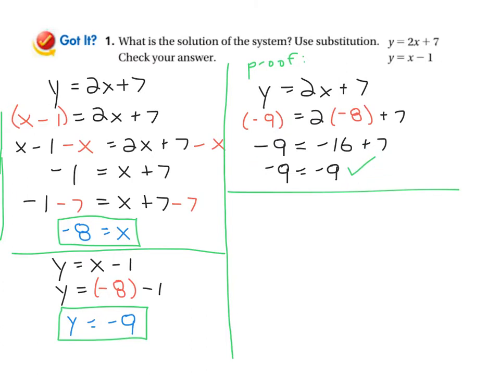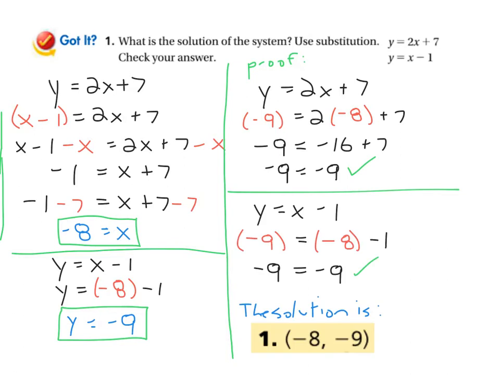Remember, we have to do both equations because, as I said, you can be on one of the lines, but not on the other line. We're looking for the point of intersection where the solution is. It's just like if we were graphing, we could graph both of these and we'd get the same solution of -8 comma -9 for the solution where they cross. But we have to verify that by doing the second equation.